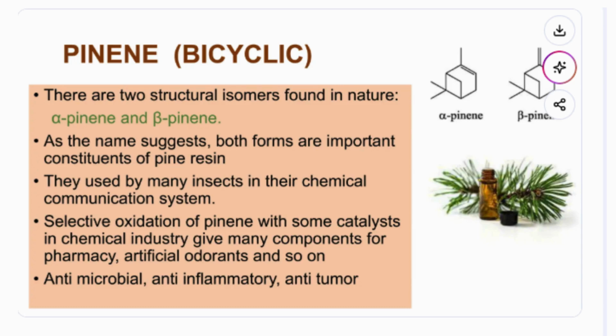Another example is pinene, which is a bicyclic terpenoid. There are two structural isomers found in nature, alpha-pinene and beta-pinene. As the name suggests, both forms are important constituents of pine resins. They are used by many insects in their chemical communication systems. Selective oxidation of pinene with some catalysts in the chemical industry gives many components for pharmacy, artificial odorants and so on. It has some antimicrobial, anti-inflammatory and anti-tumor activity.